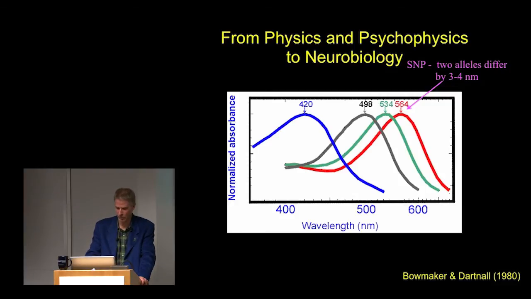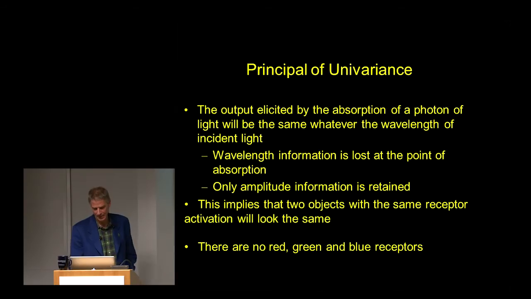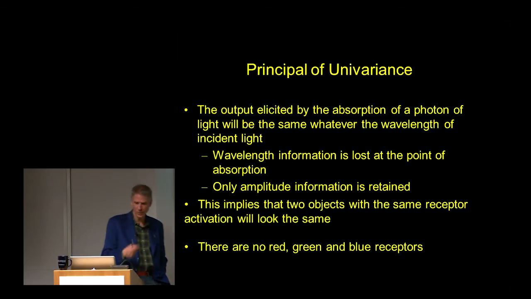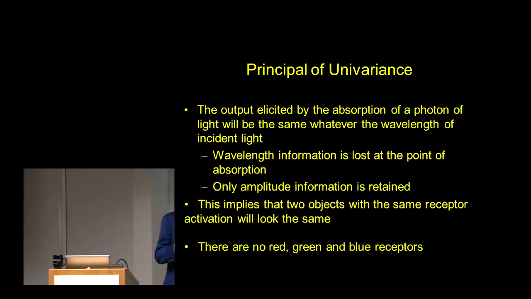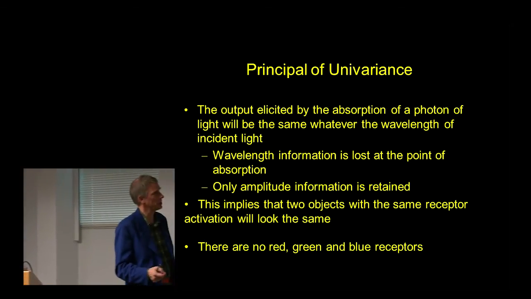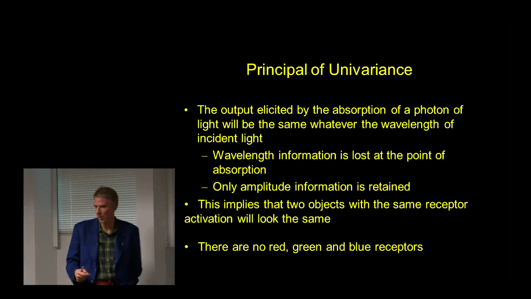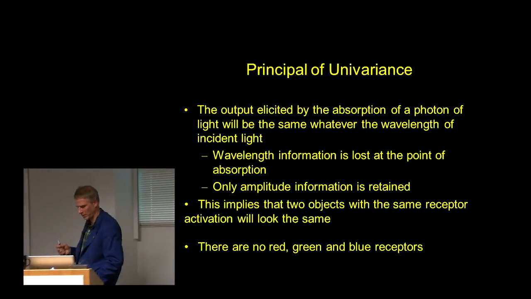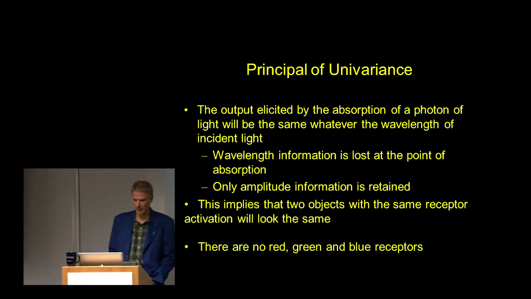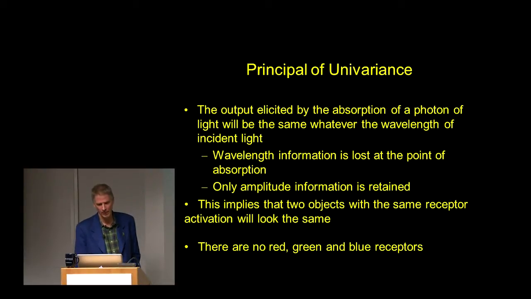So she would have 4 cone pigments. The principle of univariance says that once a photon that has a particular wavelength, i.e. that has a particular energy, is absorbed, then the response of the nervous system to that photoreceptor will be the same no matter the wavelength of the incident light. So in that sense, all wavelength information is lost, and in that sense there are no blue photons.